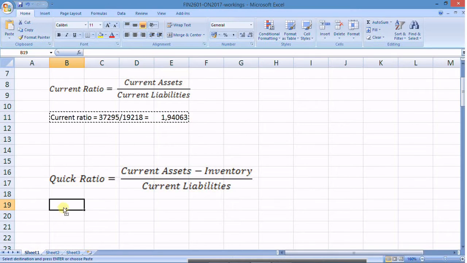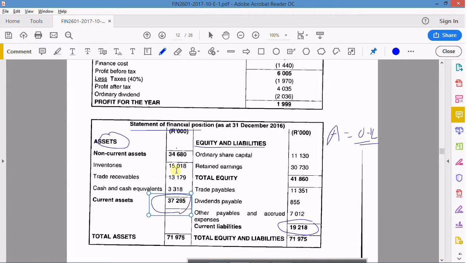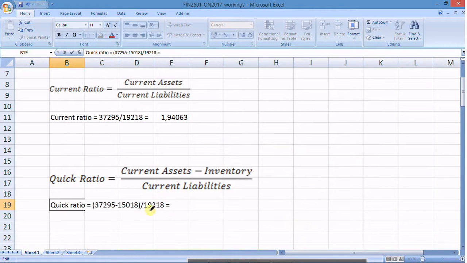Then we can copy that. We can put that here. This is obviously quick. So all we have to do here is just add a bracket. Inventory is 15,018. Close brackets. Let's just double check that. Yeah, 15018, great. And then the answer is 2.96. Okay, let's copy that.